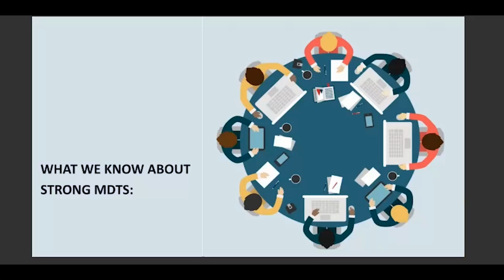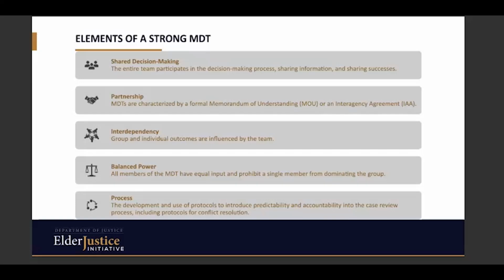So if we aren't going to endorse or say there's one best model, what do we know about strong MDTs? Regardless of how you've structured things, there are really 5 key elements to making a team function effectively. The first is shared decision making. The entire team is participating in that decision making process, sharing information, sharing successes.